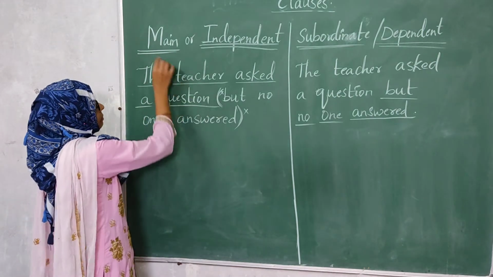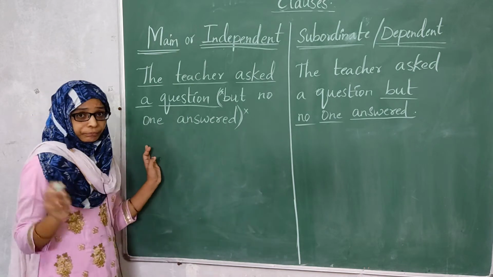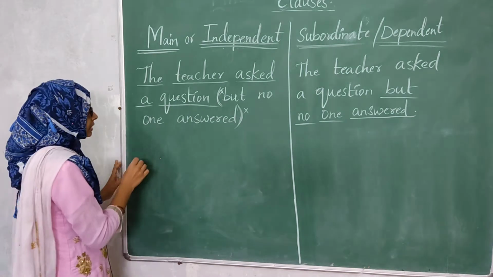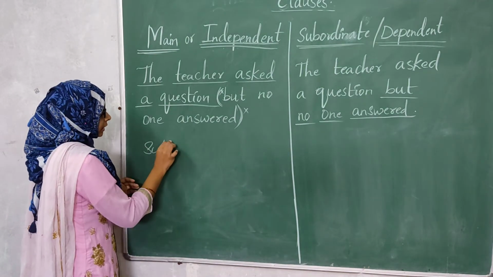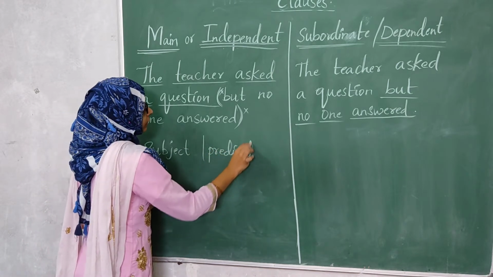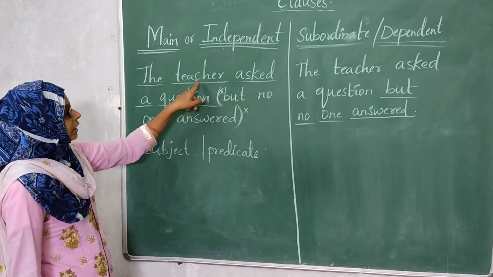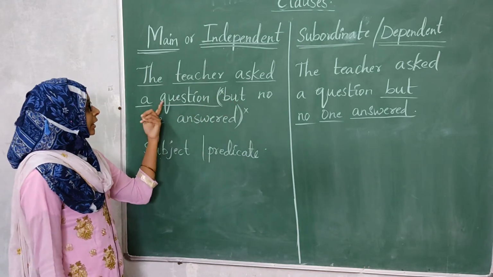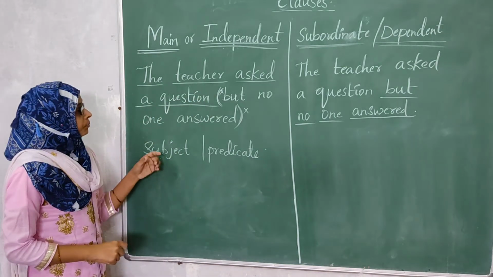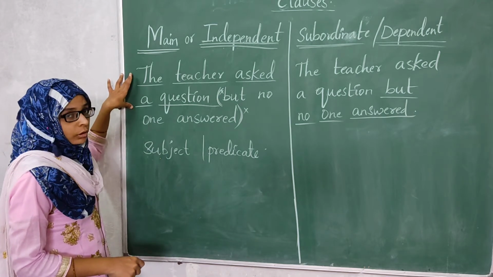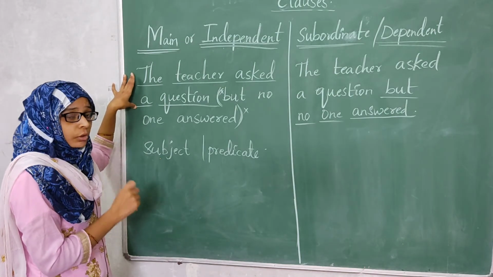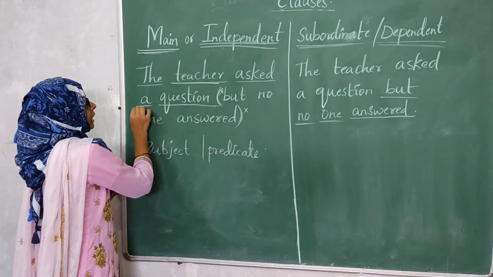So this is called as main or independent clause. What is a clause? I told you a clause is a group of words that contains subject and predicate. Okay. So we have our subject and predicate in this given group of words. So what is the subject here? Teacher. And we are having the predicate. What is the predicate? Asked a question. This is the predicate. So this is a group of words, or this is a clause. Why am I saying that it is a clause? Because it is having a subject as well as a predicate.